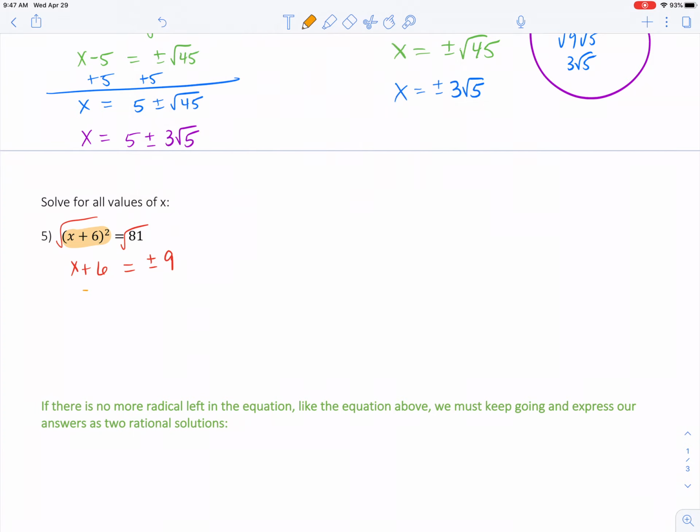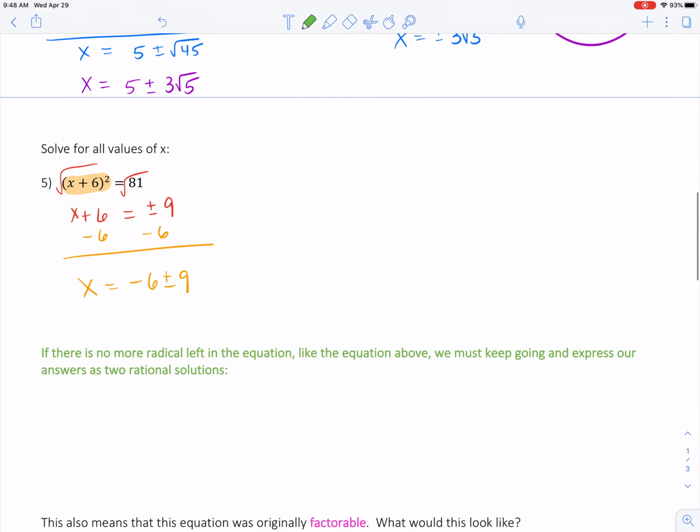And that could happen. When I minus 6 from both sides, again, I'm going to put it in front of the plus minus, negative 6 plus or minus 9. However, here, both before the plus minus and after are both rational. So I would not leave it like that at all. I would break this up into negative 6 plus 9 or negative 6 minus 9. Negative 6 plus 9 is 3. Negative 6 minus 9 is negative 15. We have 2 rational solutions, unlike all the other examples that were irrational.